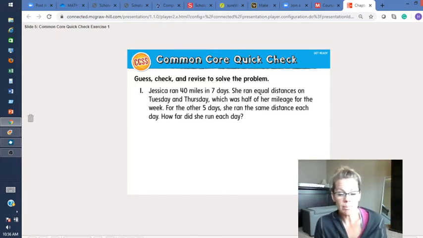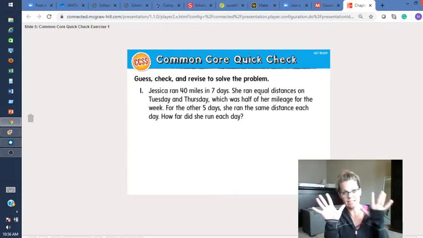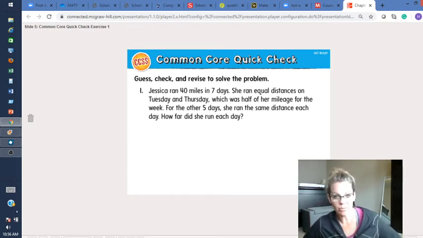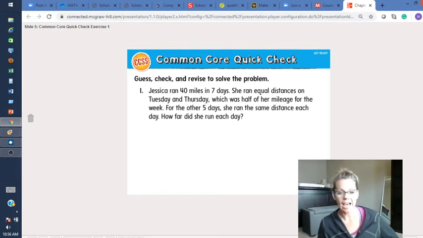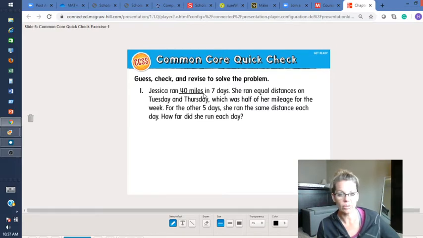Jessica ran 40 miles in 7 days. So Monday, Tuesday, Wednesday, Thursday, Friday, Saturday, Sunday, 7 days, right? A whole week. She ran equal distances on Tuesday and Thursday, which was half of her mileage for the week. So let's just stop there for a second. Okay, if she ran a total of 40 miles, right? That's how far she ran in the whole week.